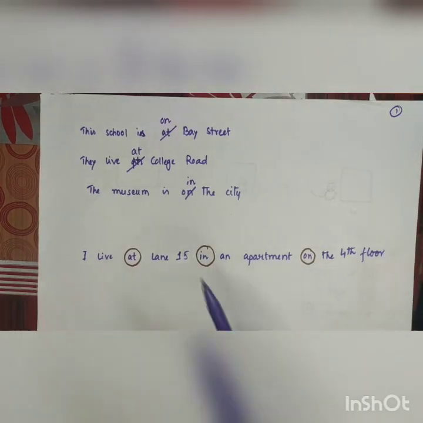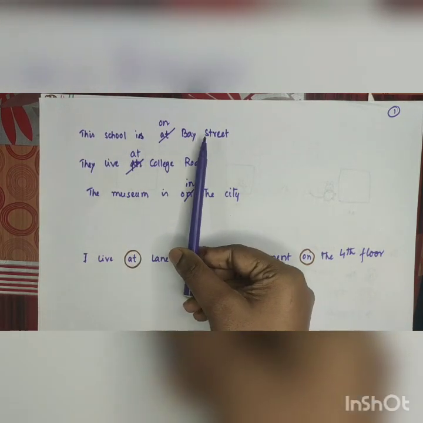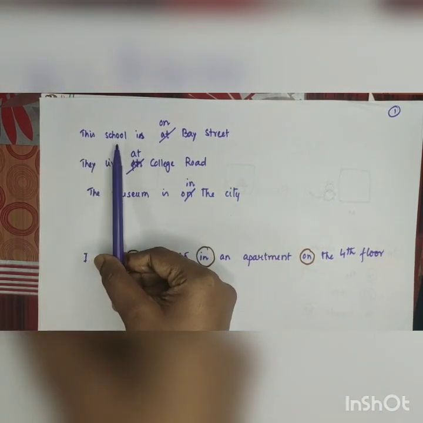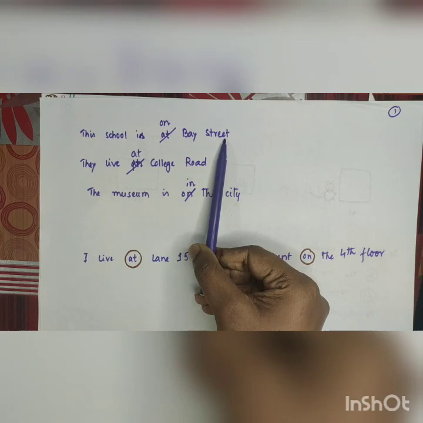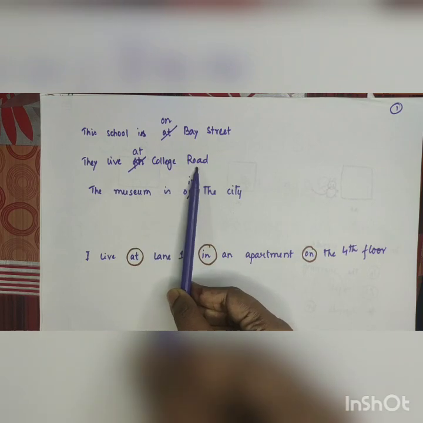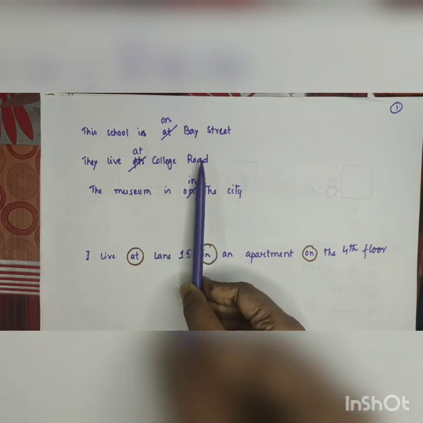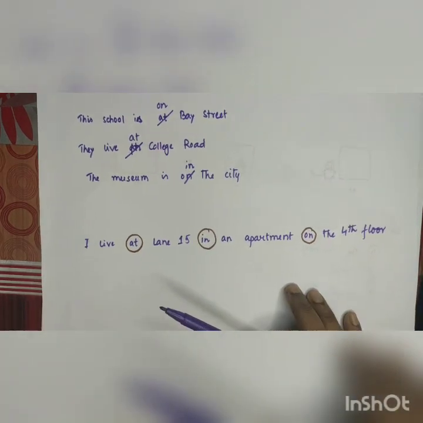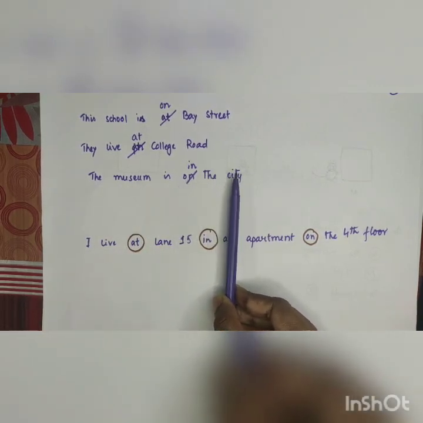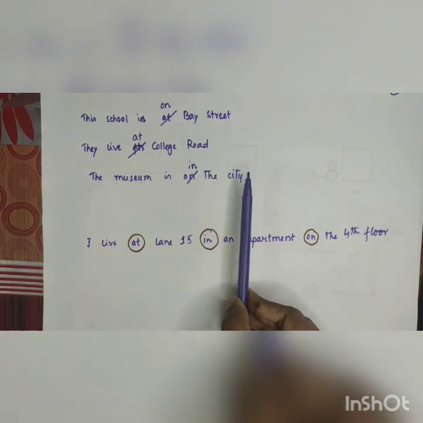Okay. Now look into the sentence. We say that this school is at Bay Street, which is actually not correct. We should write it as this school is on Bay Street. Next, you can say that they live in College Road. We generally say that, but the correct form is they live at College Road. Then you have seen a museum, so you can say that the museum is on the city, but the correct form is the museum is in the city.